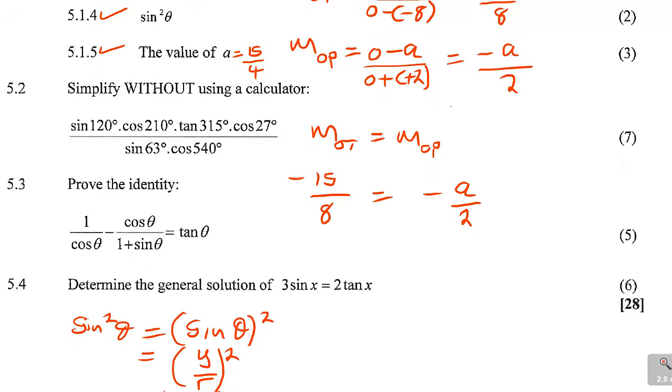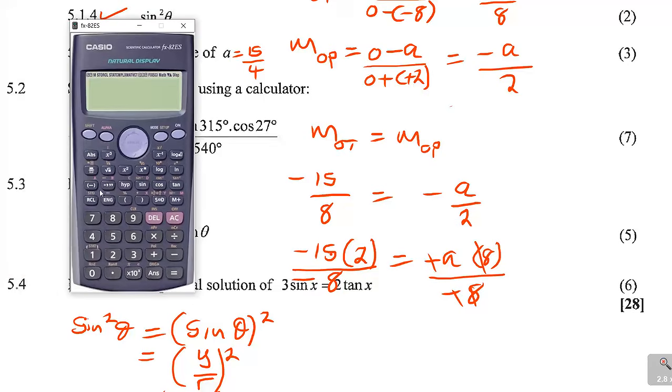Cross multiply, minus 15 times 2 is equal to minus a times 8. You are interested in a, so you divide by negative 8, divide by negative 8. So that at the end, that cancels. Now you can use a calculator straight away to say minus 15 times 2 over negative 8, it gives you 15 over 4.